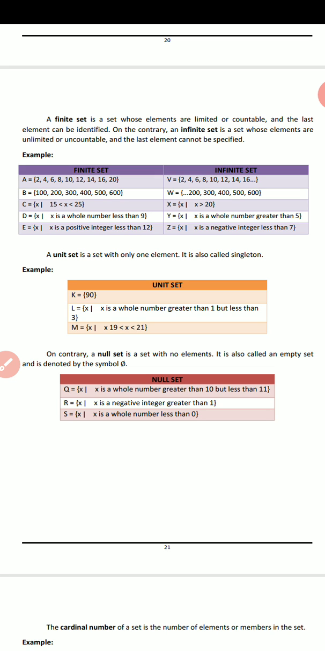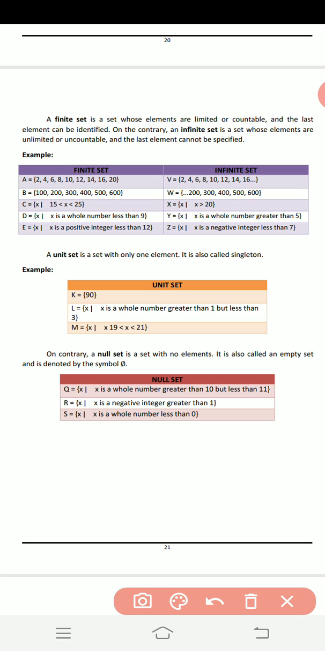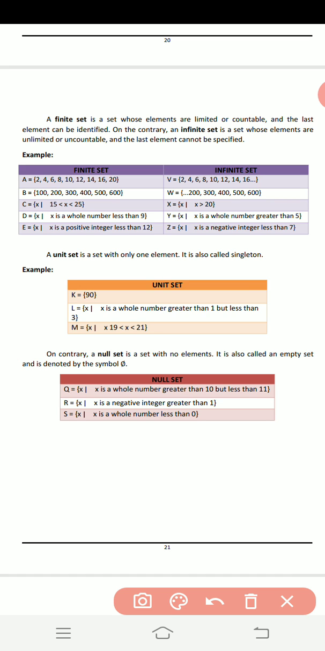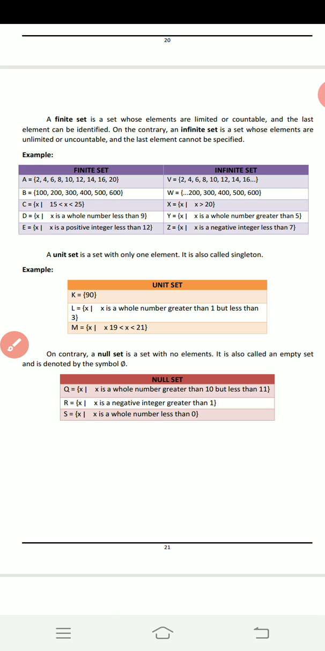So for the previous example, you have seen there an ellipsis. So if you have seen an ellipsis like this one, it means that the set is infinite. Yan, infinite siya kapag may tridots or ellipsis na tinatawag natin. Siyempre, it is a set whose elements are unlimited or uncountable, and the last element cannot be specified. Hindi natin alam kung saan magtatapos yung set na yun.